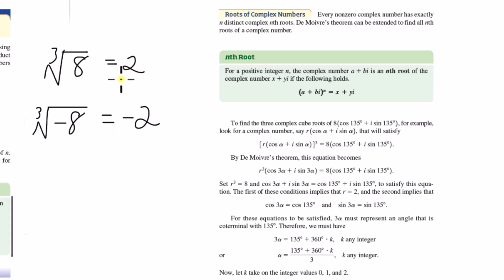Like, why is this? We invented complex numbers. Why is this getting more complicated? There was no problem here. We were completely fine when it came to odd roots of positive and negative numbers.